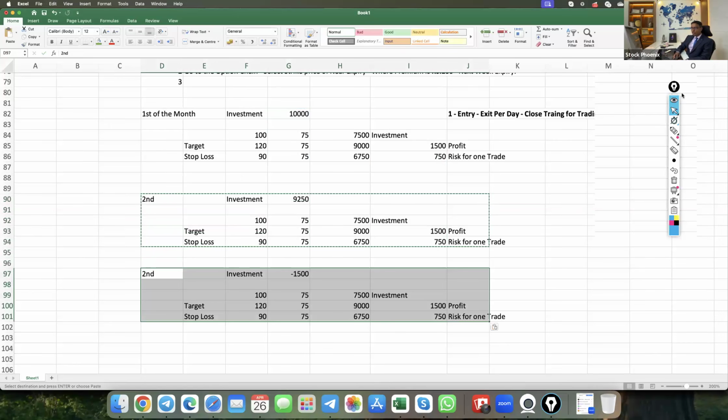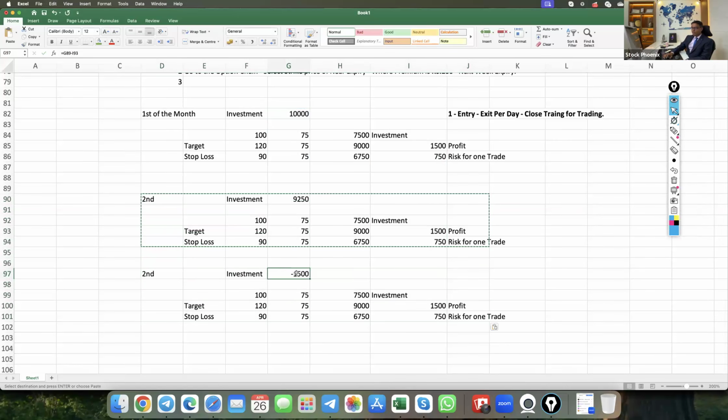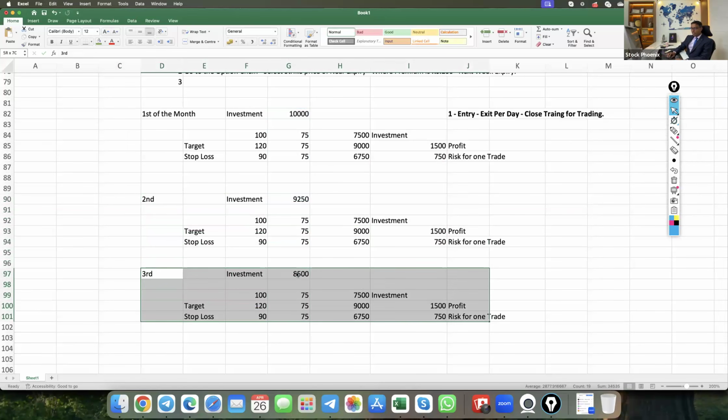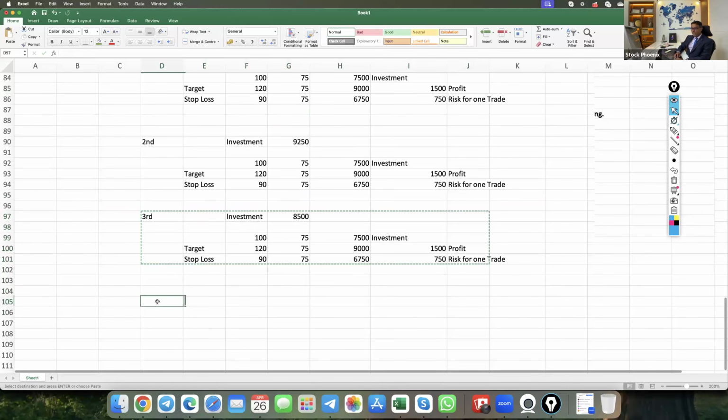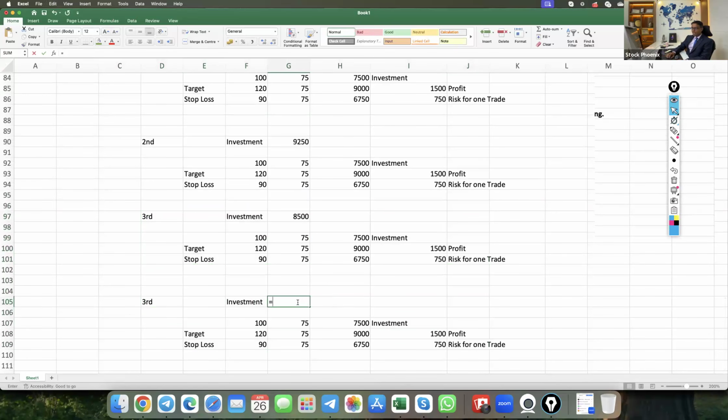On the second day also stop loss got hit. So capital will roughly become 9,250 minus 750, the second day loss. Third day also a stop loss got hit, where you have to move to the fourth day where the capital will become 8,500 minus 750, then stop trading.